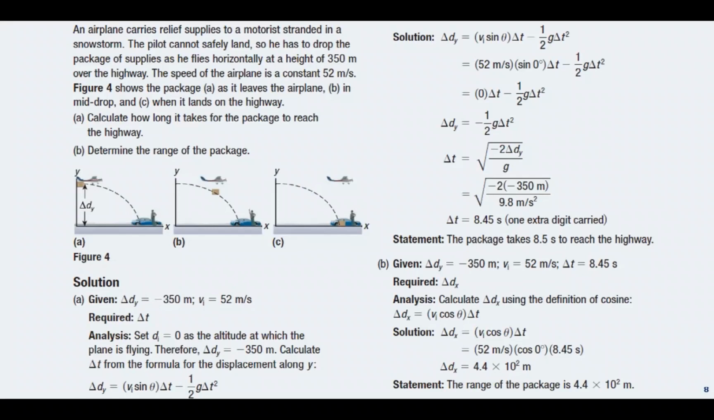Then delta dx equals 52 times cosine 0 degrees times 8.45, and this gives us 440 meters. So the range of the package, if we use scientific notation, is 4.4 times 10 to the power of 2 meters. Okay, so have a look at the solution here. Do you have any questions?